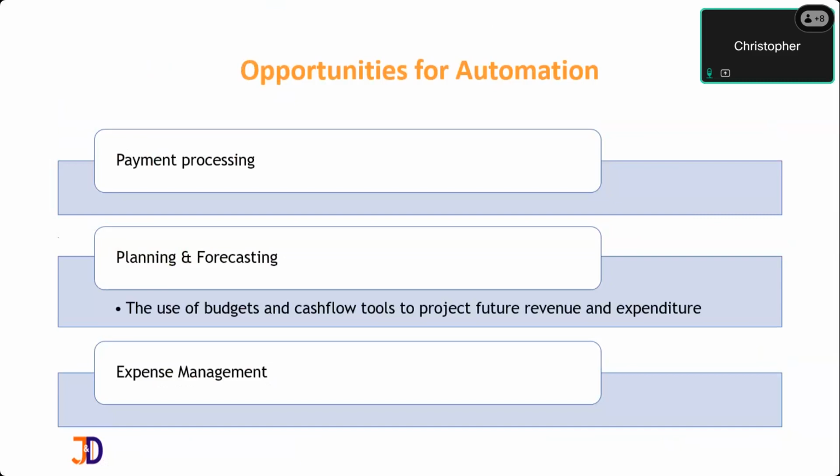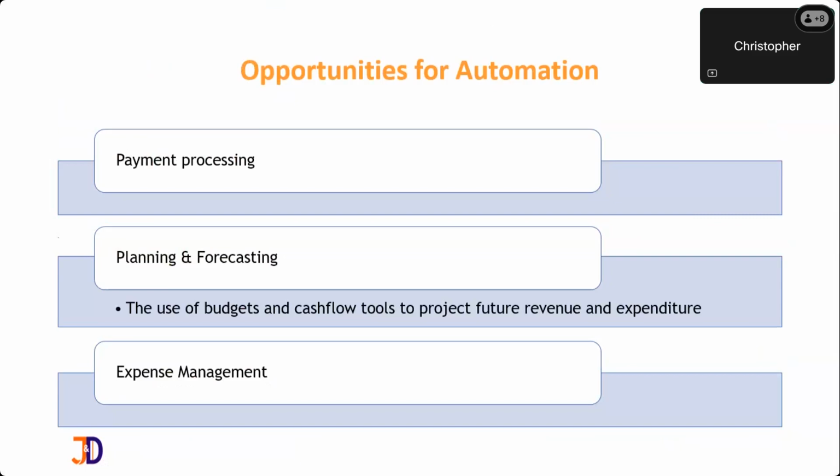Expense management. This is managing the levels of expenses that you have in the business. If this is automated, then you're able to get a record of all expenses that have been incurred within a particular period. Then you can make informed decisions out of that particular report.